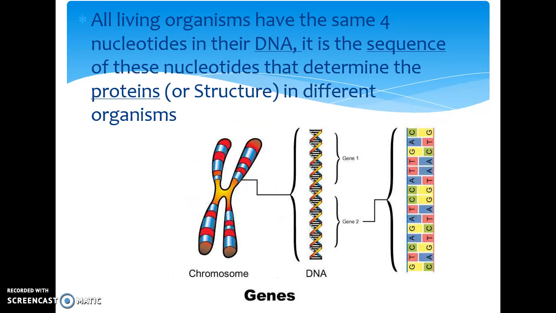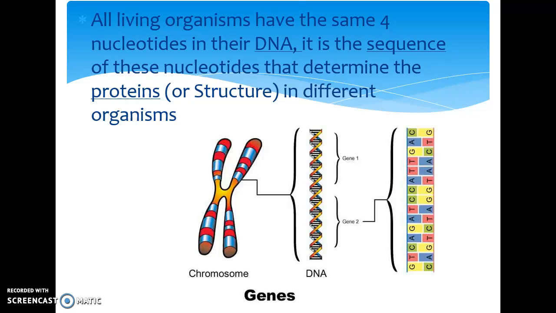This is the central dogma of biology. This is fascinating. Every single living organism that has DNA, which we know is a characteristic of life, contains the exact same 4 nucleotides: adenine, guanine, thymine, and cytosine. But it's the combination of these that makes it so different.